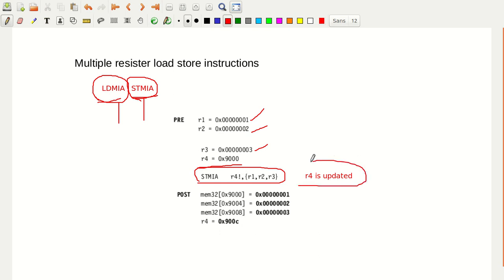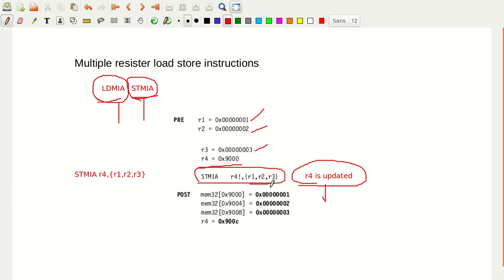So here R4 has to be updated, whereas in the ARM load store instruction set, I can write STMIA R4, R1, R2, R3 this way. This option was there in the ARM instruction set, whereas in the thumb instruction set that option is not there. So R4 definitely has to be updated. So let us take this example: STMIA R4!, R1, R2, R3.